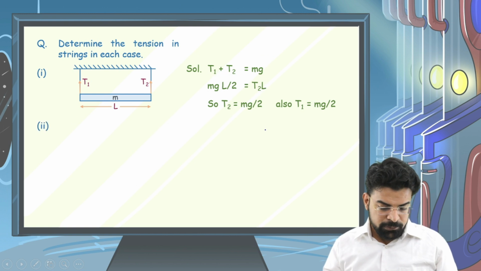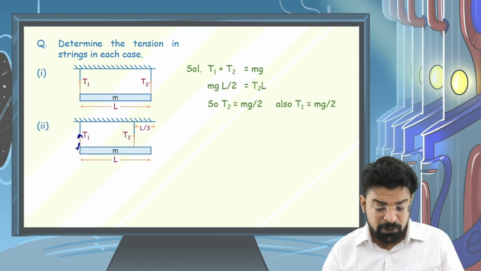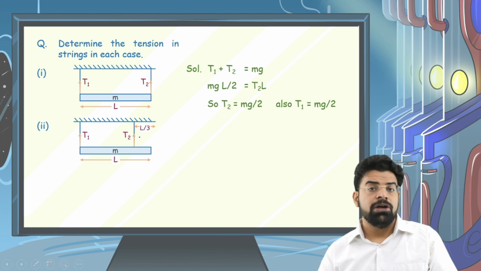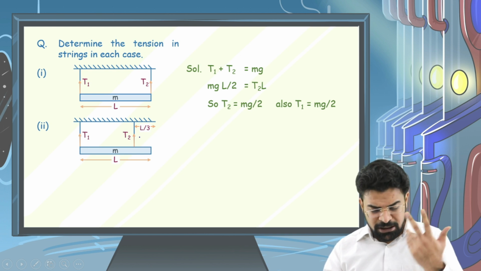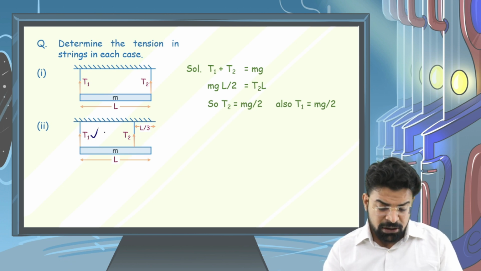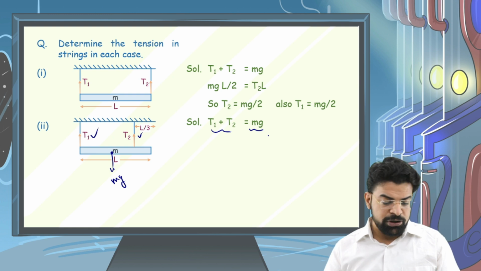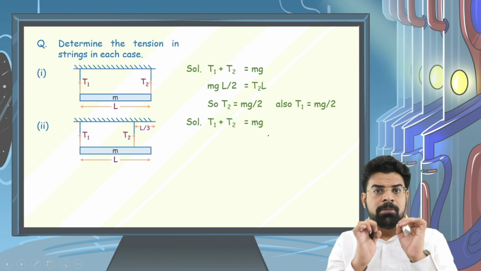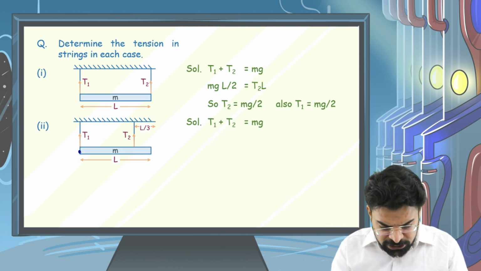Okay. Next example. Now this time, one string is at the end while the other string is at a distance L by 3 from the end. Question is, what will be the tension in both the strings? So you will say, sir, there are three forces acting on this rod: the tension T1, the tension T2, and the weight mg. For equilibrium, we know that T1 plus T2 has to be equal to mg. Now, sir, we know that when the body is in mechanical equilibrium, you can make the torque equation about any point. So let's make the torque equation about the leftmost point.